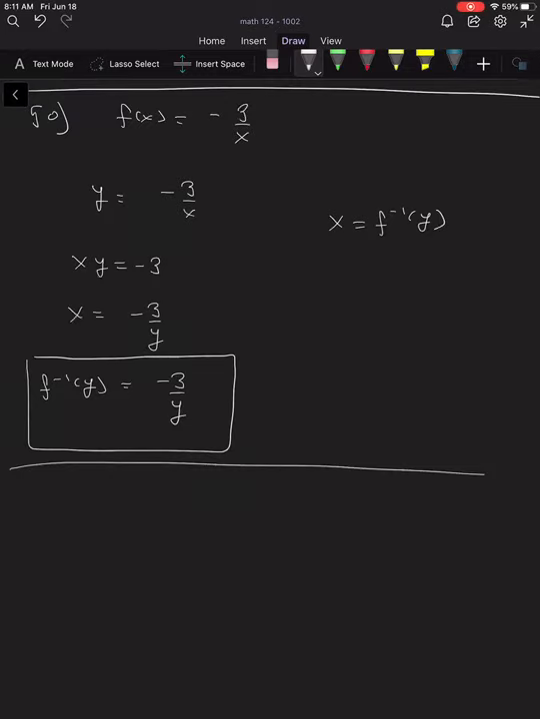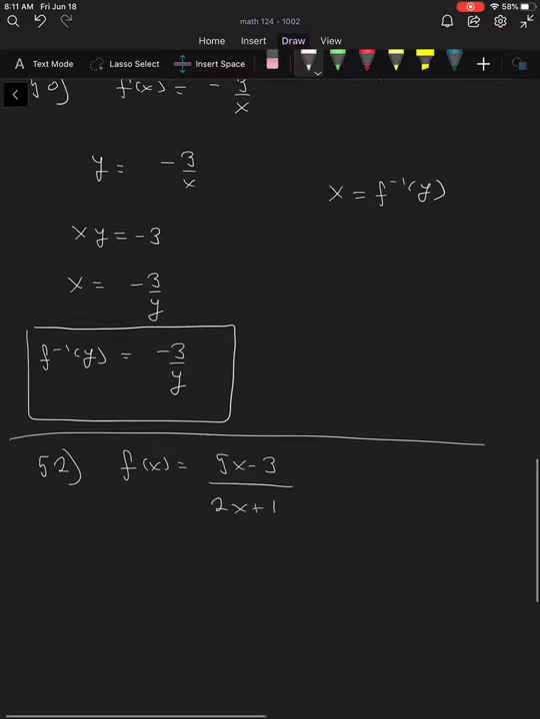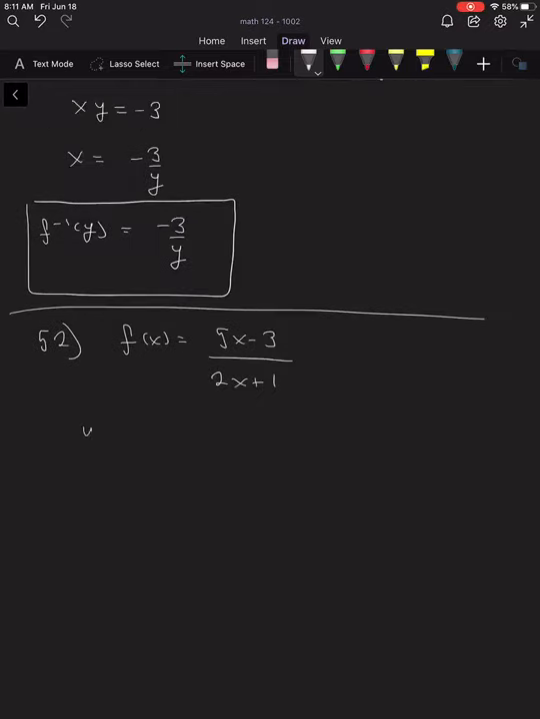Do 52. So this one is f of x is equal to 5x minus 3 all over 2x plus 1. So the first step, we have y is equal to 5x minus 3 all over 2x plus 1. And now we need to solve for x.